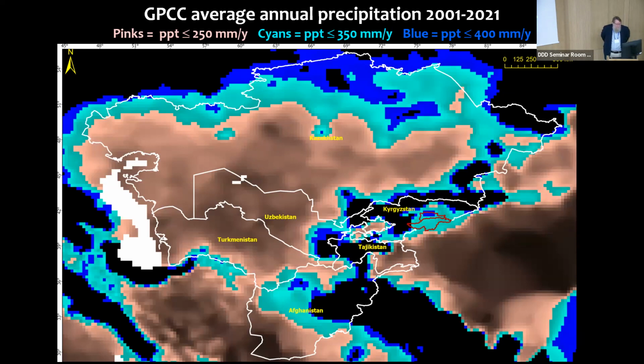Here is a GPCC average annual precipitation for the past couple of decades. And in pink, we have the very dry areas. In the cyan, there's that less than 350 millimeters, very close to what Professor Sala was talking about, 380 millimeters per year, and then 400 millimeters a year higher. So the areas that are in black are higher precipitation than this. And we're going to be looking at this area. I focused on 2 rayons, Naryn, which is the one that's perched above, and it's a little wetter, and then the larger Atbashi Rayon below.